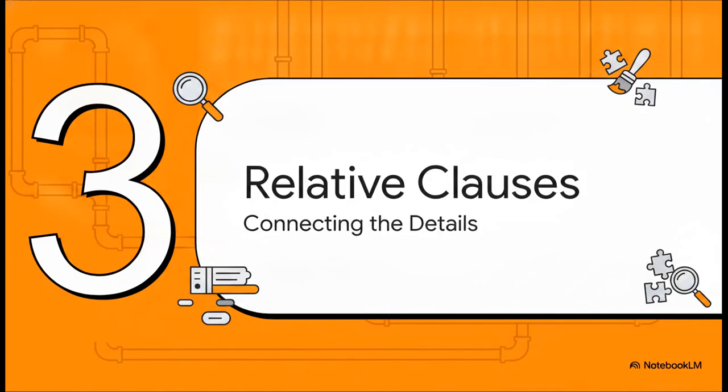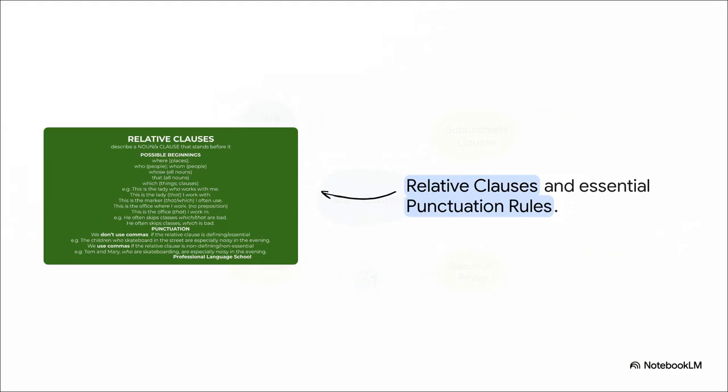All right, Section 3, relative clauses and punctuation, connecting the details. Let's move on and see how this builds. We are graduating from the basic building blocks to the much more intricate plumbing of English sentences. This is exactly where you add detail, color, and real specificity to your language.